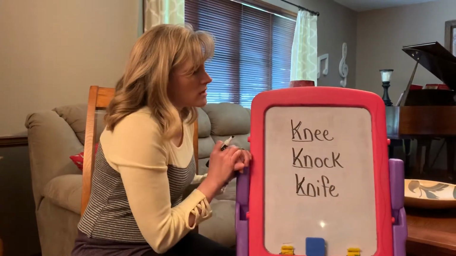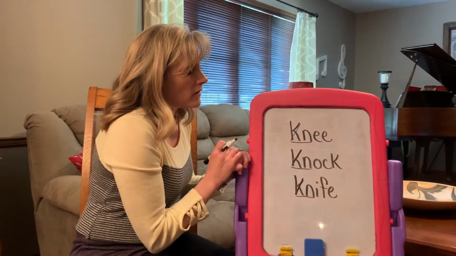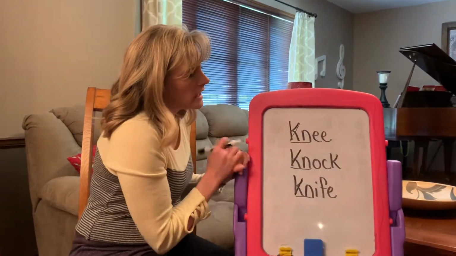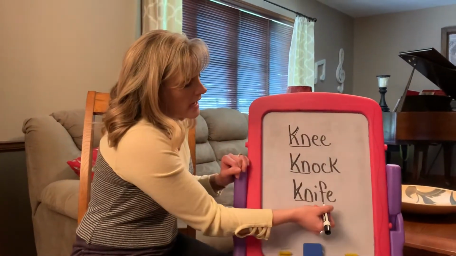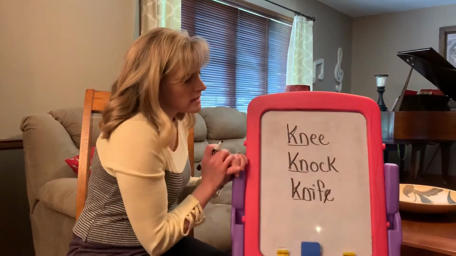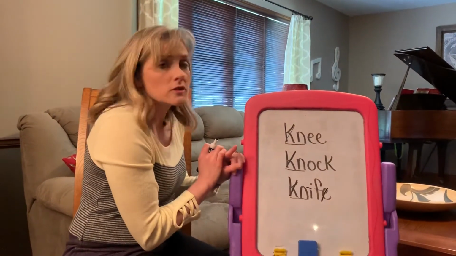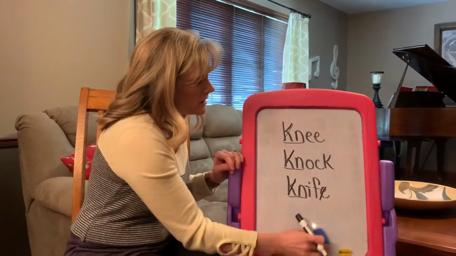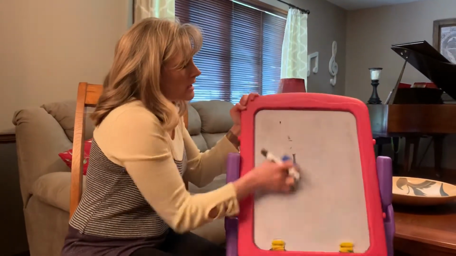Then we can look at the rest of the word and find things that we already know, like digraph EE, digraph CK, I consonant E with a sneaky E. It's going to say knife. Okay, so there's the first digraph that we're going to learn today. Here's the second one.